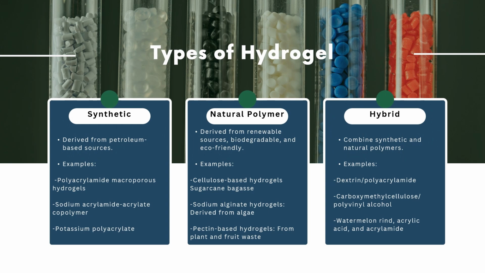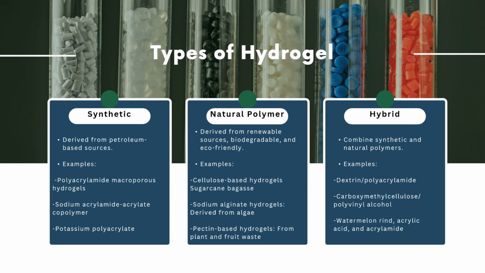So let's start with the types of hydrogel. First, synthetic hydrogels, which are derived from petroleum-based sources. For example, polyacrylamide macroporous hydrogels, sodium acrylamide acrylate copolymer, and potassium polyacrylate.